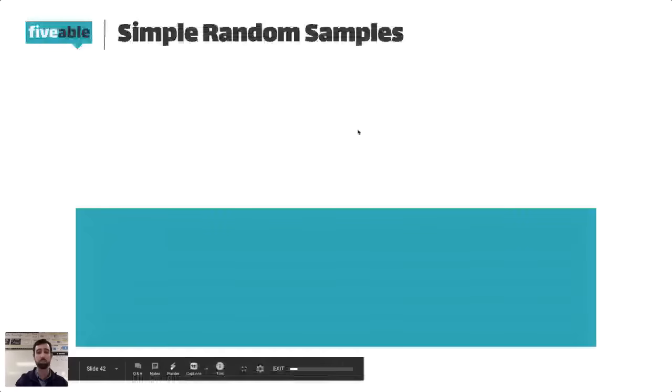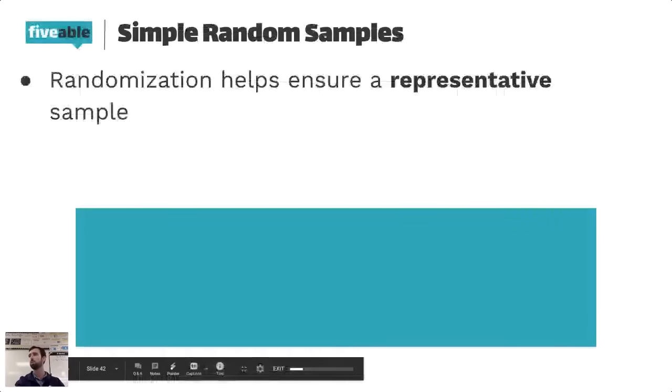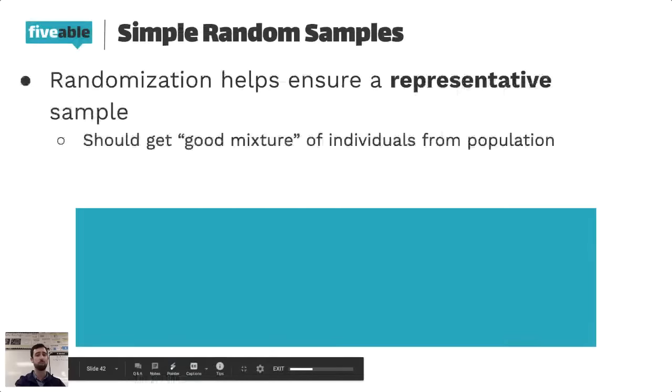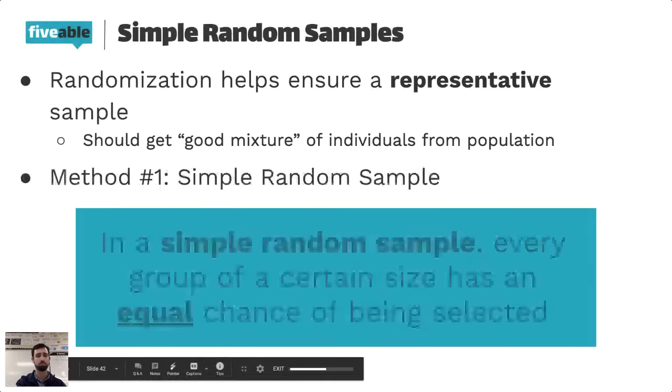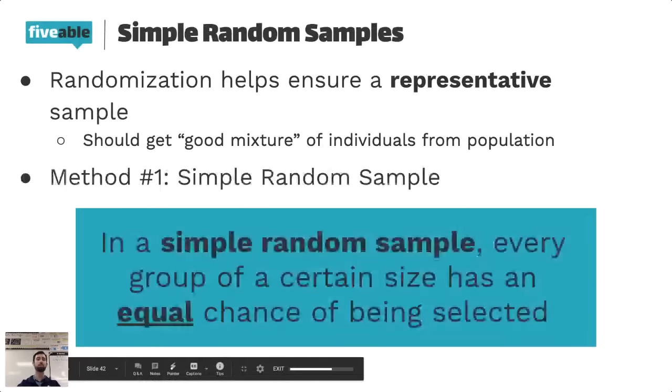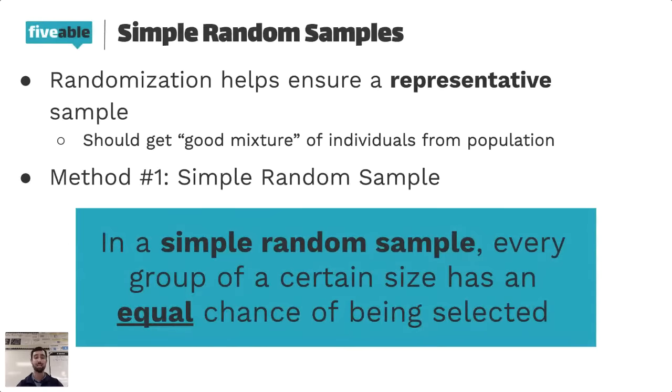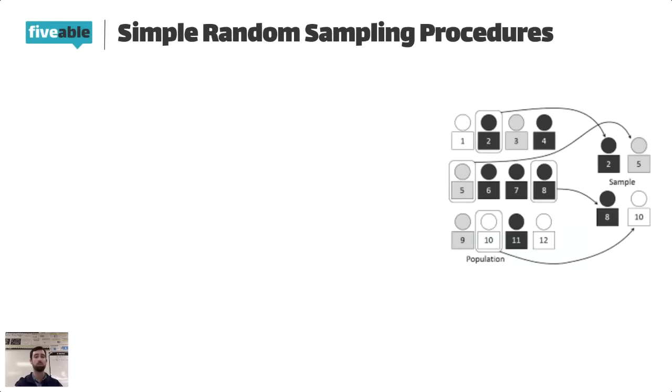First, we have what's called a simple random sample. Simple random sample helps ensure that we have a representative sample. We get a good mixture of everyone from the population. And it makes sure that every group of a certain size has an equal chance of being selected. So what does it mean that every group of a certain size? So essentially just whatever your sample size is. It could be 10, it could be 50, it could be 600. Whatever that size is, we want to make sure that every single person has an equal opportunity of being chosen.